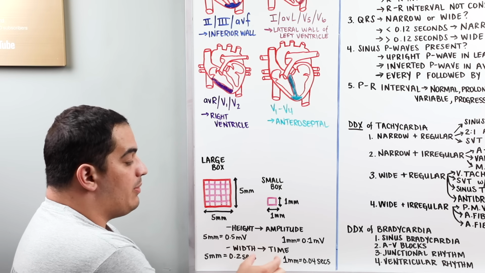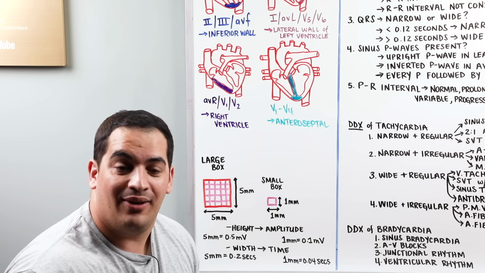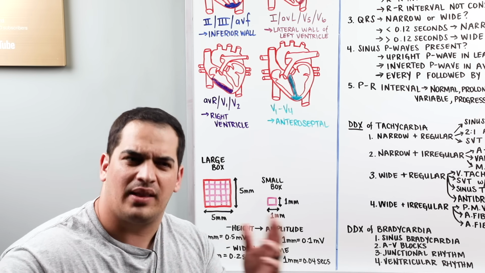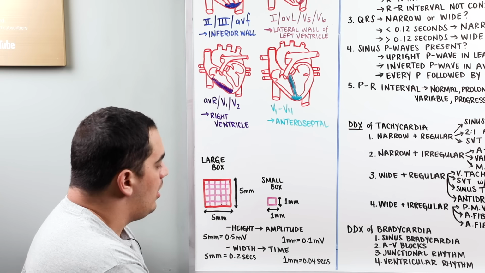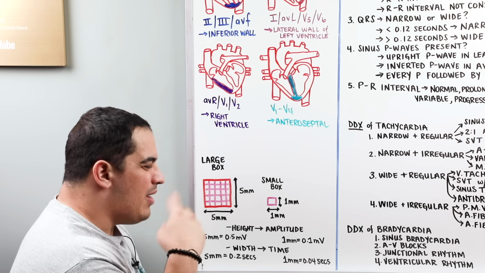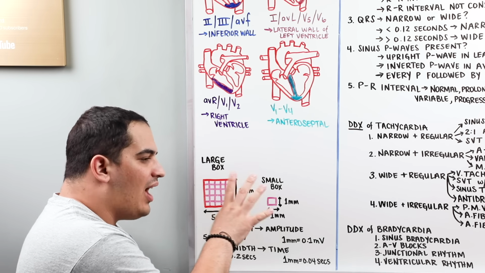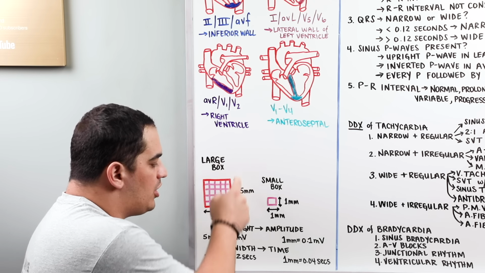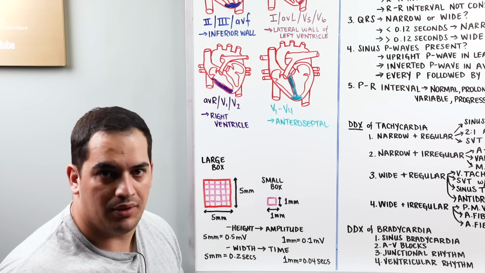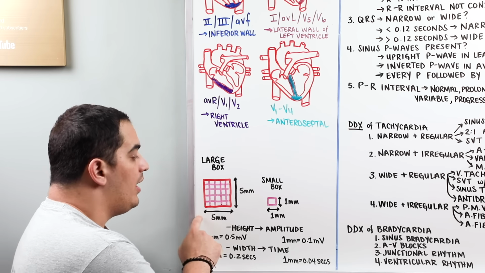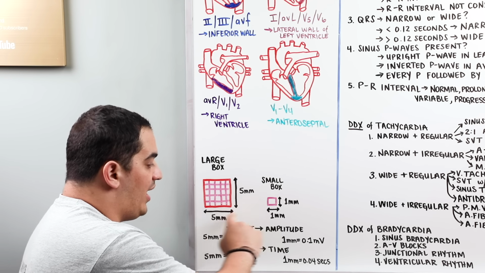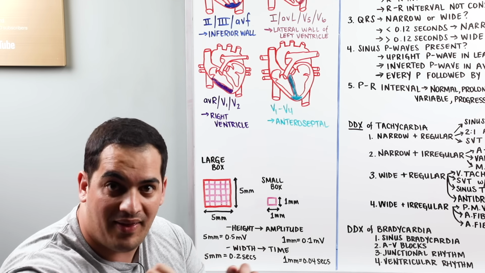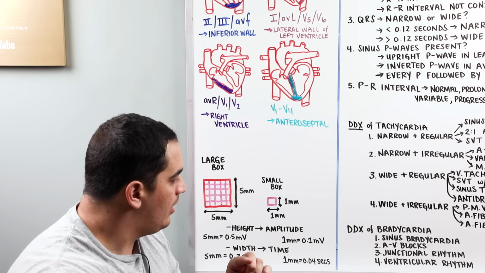And the width is telling us about time. How long is it taking for this electrical activity to move through the different portions of the heart? Why is that important? We'll talk about that later as we go through our systematic approach. But what I want you to know is to have some numbers in your head, not so much the height, but just for thoroughness' sake, 5 millimeters of the large box is equivalent to 0.5 millivolts. What I really want you to know is 5 millimeters in width is indicative of 0.2 seconds of time that electrical activity has taken to occur.